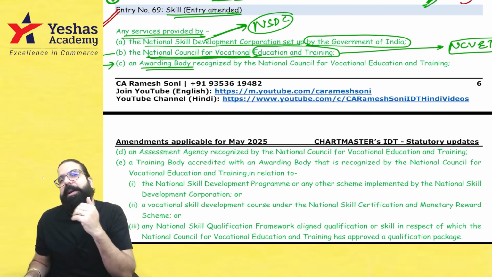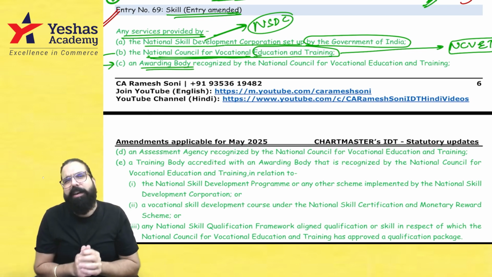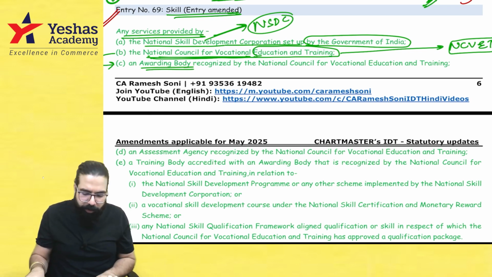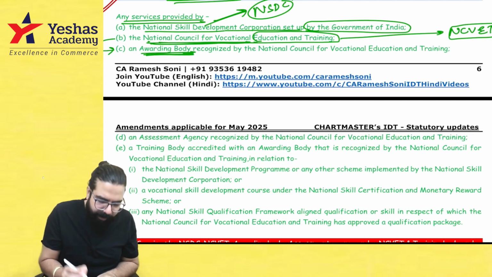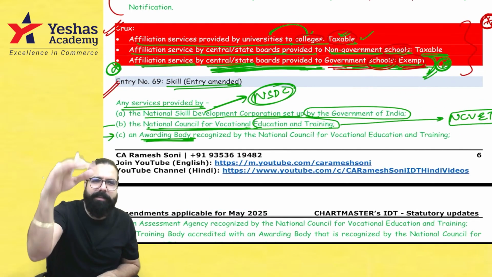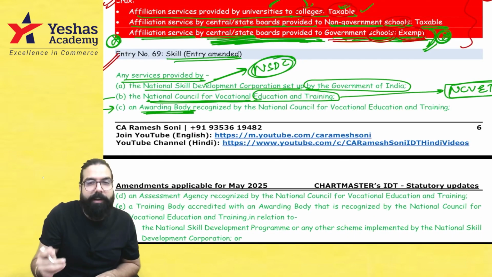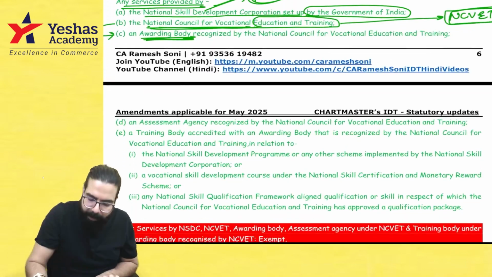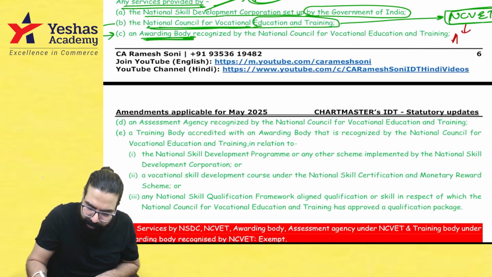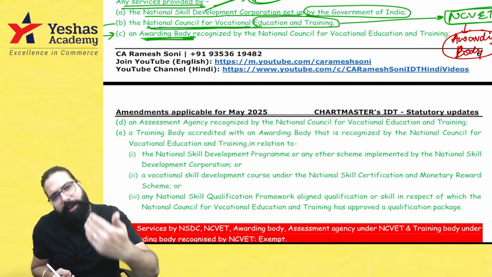If you have participated in any skill course, they will give you a participation certificate. All these are called awarding bodies. So any body which is under the National Council, NSDC, National Skill Development Council, its service is exempted. National Council for Vocational Education and Training, their service is exempted. Under the National Council for Vocational Education and Training, there is an awarding body which gives awards, basically participation certificates. The awarding body's services are exempted.